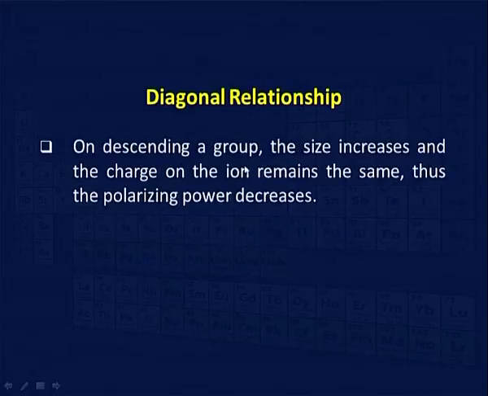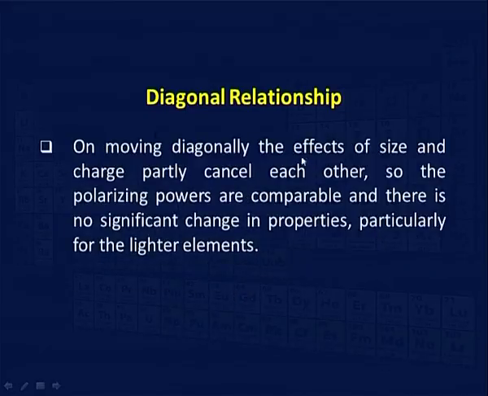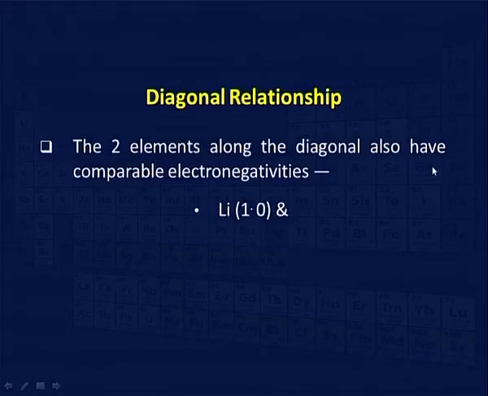Now, you can see that on descending down the group, the size increases and the charge on the ion remains the same, thus the polarizing power decreases. On moving across a period, the charge on the ion increases and the size decreases, causing polarizing power to increase. On moving diagonally, the effects of size and charge partly cancel out each other, so that the polarizing powers are comparable and there is a significant similarity in properties, particularly for the lighter elements. The two elements along the diagonal have comparable electronegativity.